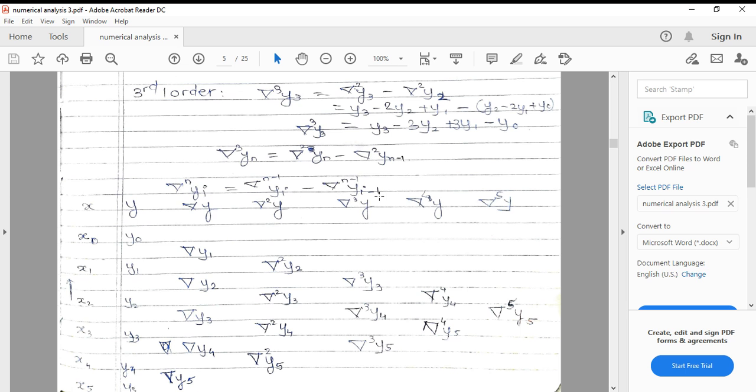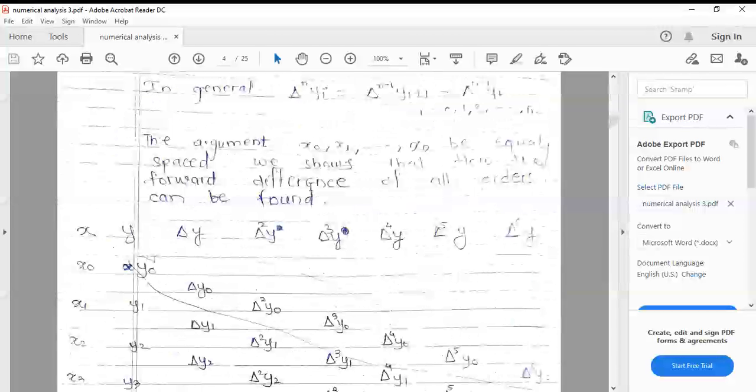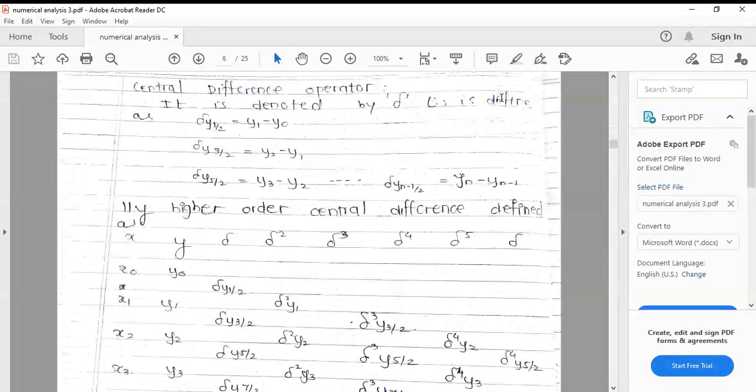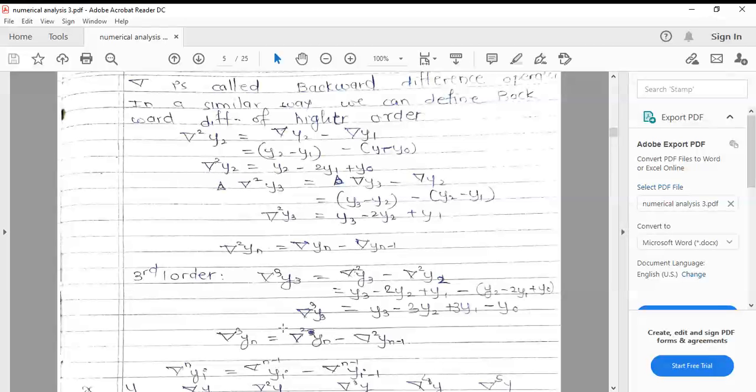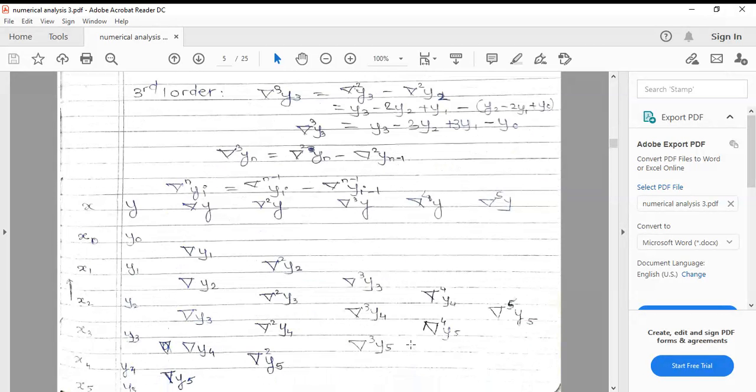Here backward means we are finding the difference with the help of the backward value. Here we have yi, here we have yi minus 1. Forward means we have yi plus 1 minus yi, then it is called a forward difference. If you see the general interpolation formula for the forward one, it is yi plus 1 minus yi, but the formula for backward is yi minus yi minus 1. In this way, these are the formulas for forward and backward differences.